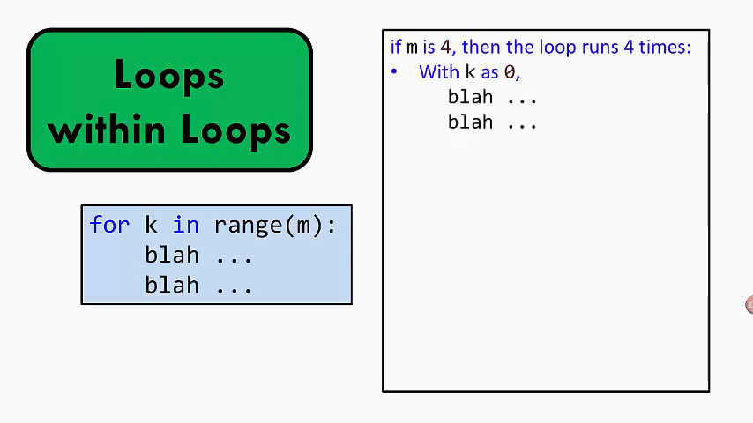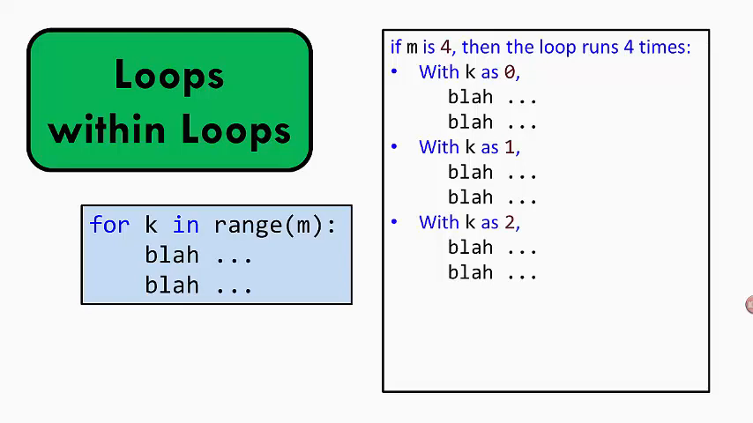It does k is 0, and it does blah blah. With k is 1, it does whatever's in that loop, blah blah. With k is 2, it does whatever's in that loop, blah blah. And with k is 3, it does whatever's in that loop, blah blah.